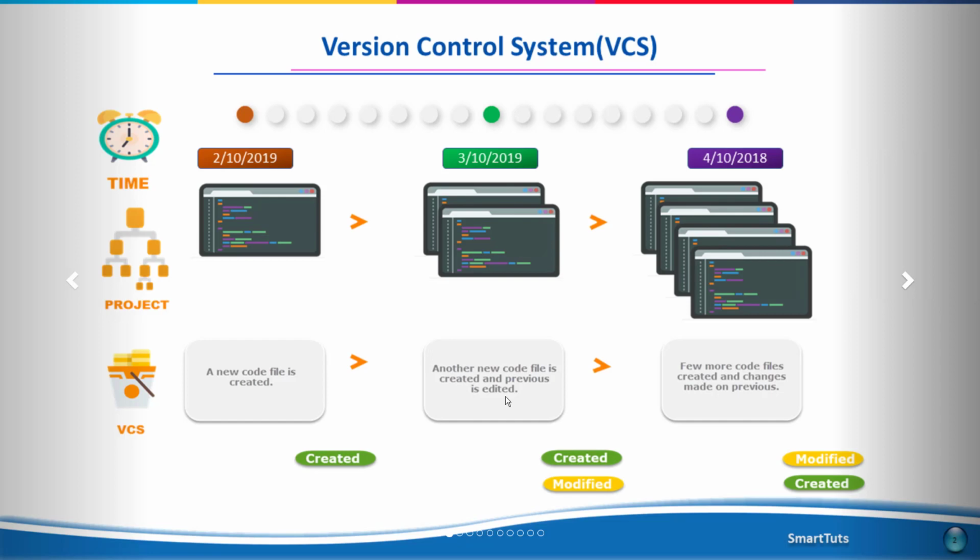Whatever you are doing, the version control system recognizes it. On the third day, you have added few more files and changed the previous files. So the version control system remembers what changes you have done and what modification you have done. So in case on the third day you got a big error and you cannot overcome that error, then you can revert back to the second day, means 3/10/2019, and you will get this code running well.